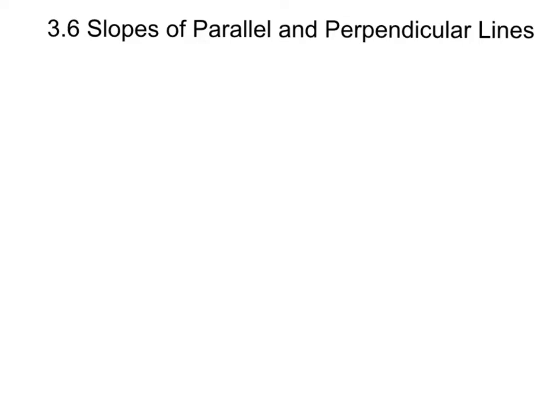Vertical lines are parallel if they have different x-intercepts. You all know vertical lines are straight up and down. They have an undefined slope. So vertical lines are also parallel.